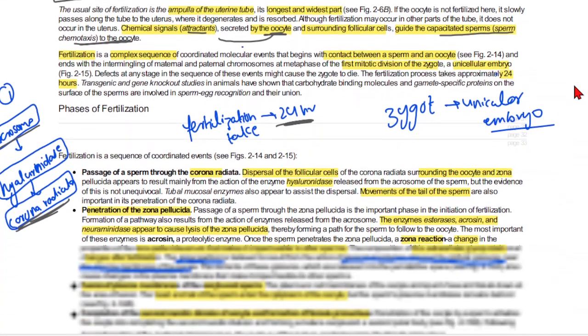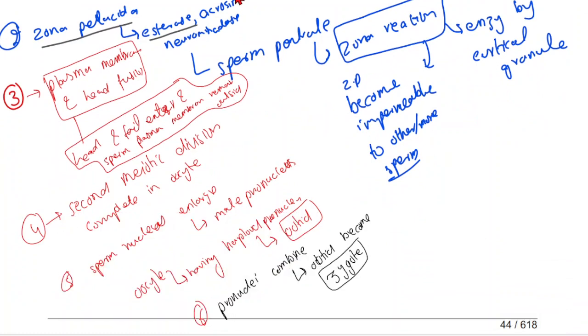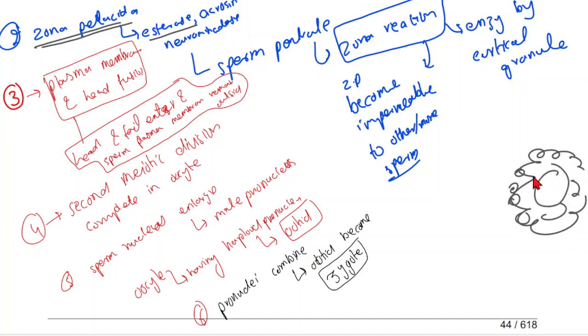Now we will move one by one. The first layer is the corona radiata. After this, there is the second layer, the zona pellucida. For the zona pellucida, the enzymes esterase and acrosin are released, and the sperm penetrates. This is called the zona reaction.